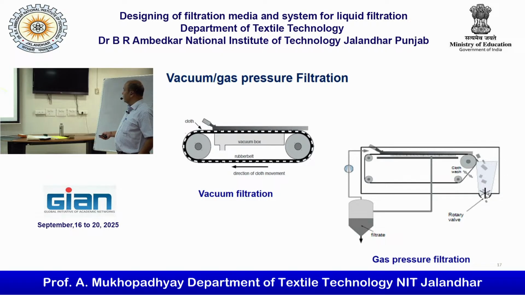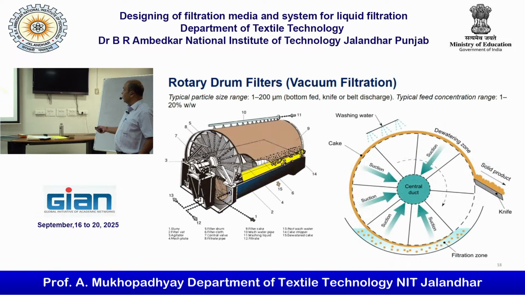So the drum filter also operates on vacuum filtration. The diagram is shown over here. Suction is active in a particular zone, but after this zone, during the discharging of the solid product, the vacuum is not effective. As the vacuum is not effective in that zone, discharging will be easier. So this is the rotary drum filter, and this is the application and key advantage of the drum filter.